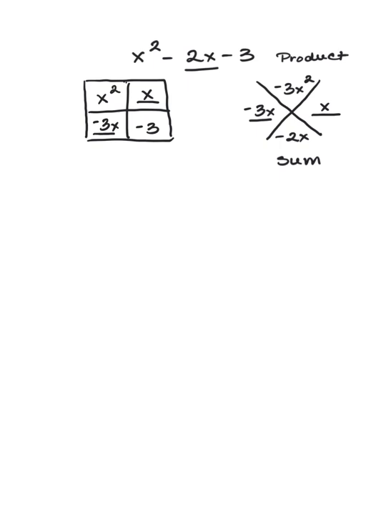And then I find my dimensions. I need an x and an x to multiply to x squared. I'm going to need a negative 3 here to give me the box with negative 3x. And I'm going to need a 1 here to multiply to give me the x at the top of that column and the negative 3 at the bottom of the column. This means that x squared minus 2x minus 3 factors to x minus 3 times x plus 1.